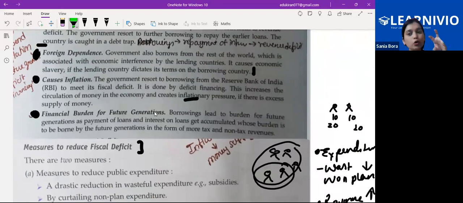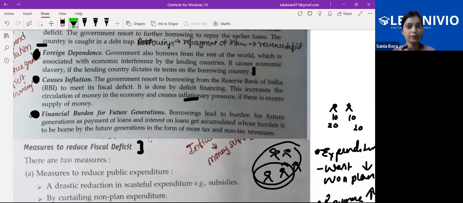Then financial burden for the future generation. Now this government took a loan. That government was unable to pay back the loan. Then the future government would be paying the loan. So borrowing leads to a burden for the future generation, as payment of loan and interest on loans get accumulated, whose burden is to be borne by the future generation in the form of more tax and non-tax revenue. So over here you will not pay the loan. It will keep on accumulating.